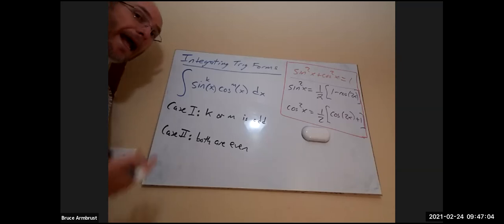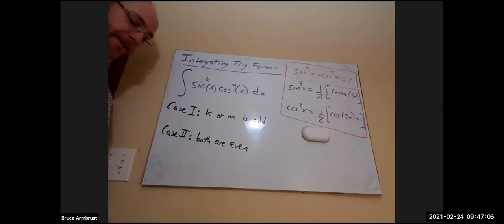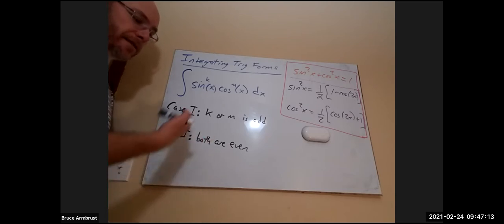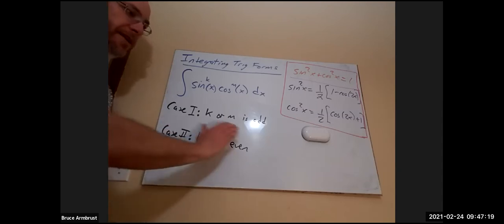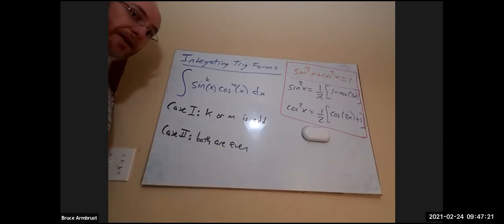So this is going to be a pattern recognition kind of thing. You're going to look at the trig, what you're integrating, and you just have to figure out what our pattern is. It tells you which case to go with. Okay, so we're going to start with case 1, where at least one of them is odd.